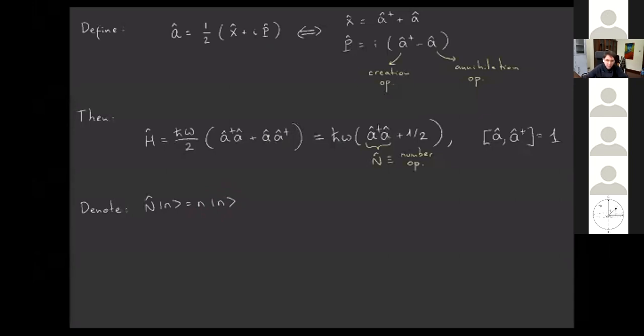And then, as I said, I am going to use five properties. So let's go through the properties. So the first property is just the following. So the first property is that the number operator is what we call positive semi-definite.